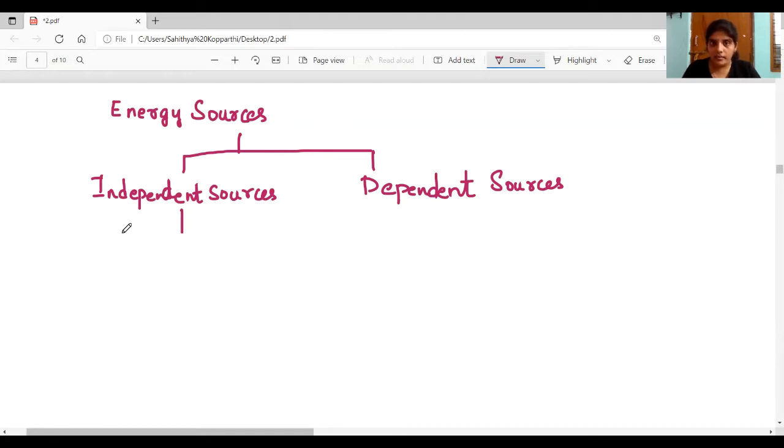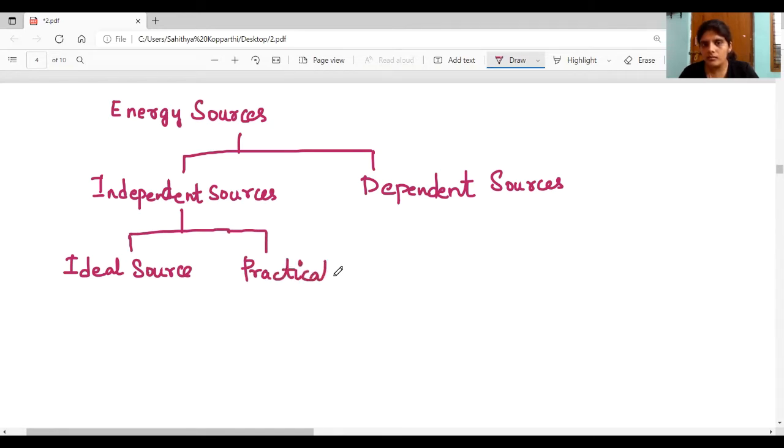two cases. One is the ideal source and another one is the practical source. In ideal we have two cases: ideal voltage source and ideal current source. Likewise, practical voltage source and practical current source.